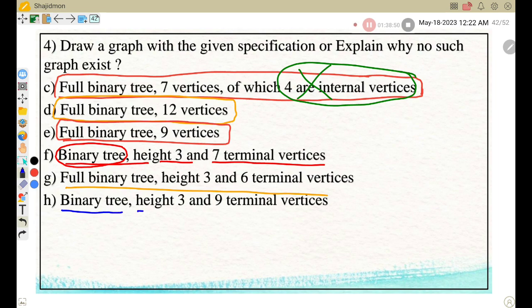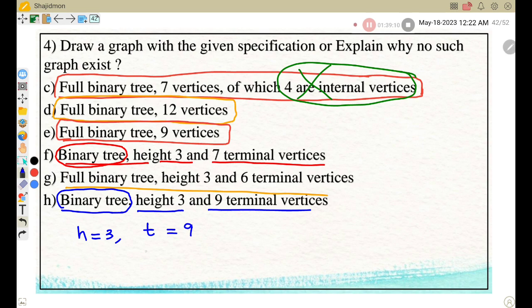Binary tree, height 3, 9 terminal vertices. A binary tree with height 3 and 9 terminal vertices. So height equal to 3, number of terminal vertices equal to 9. Binary tree, that is an important point, not a full binary tree.